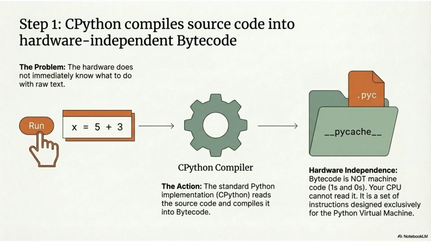Step 1. The CPython compiler translates the source code, which the hardware doesn't understand, into hardware-independent bytecode. This bytecode is a set of instructions exclusively for the Python virtual machine, not for the CPU.